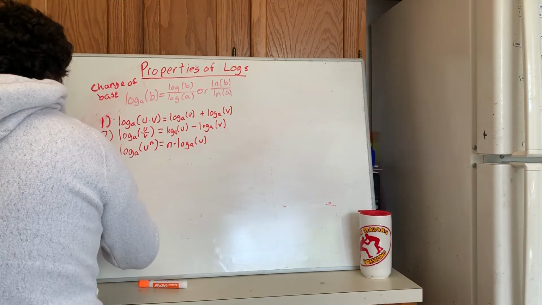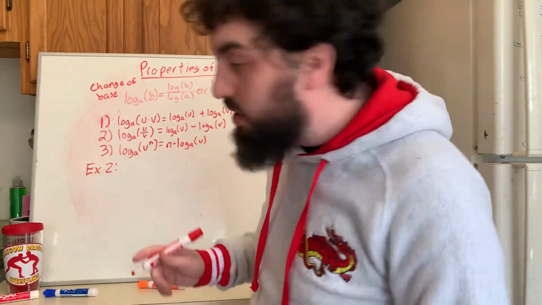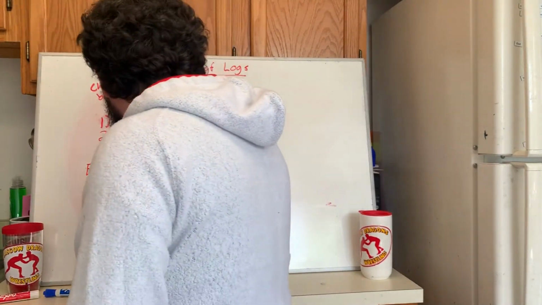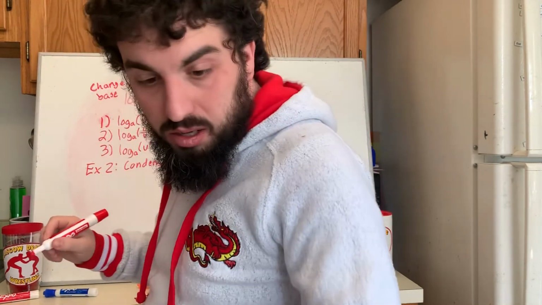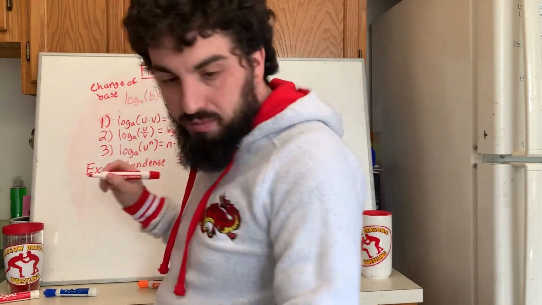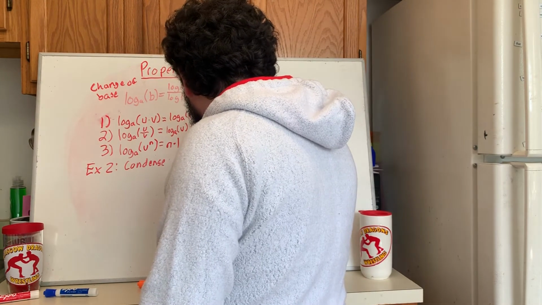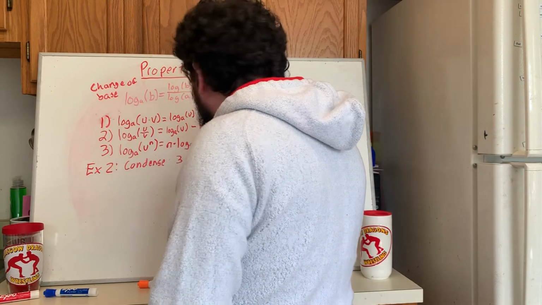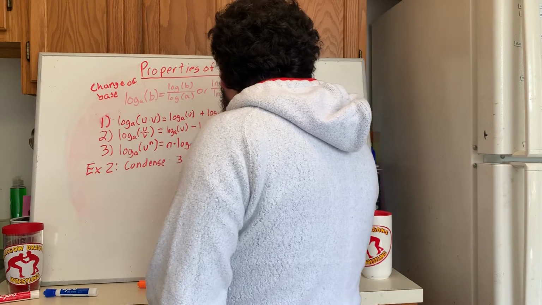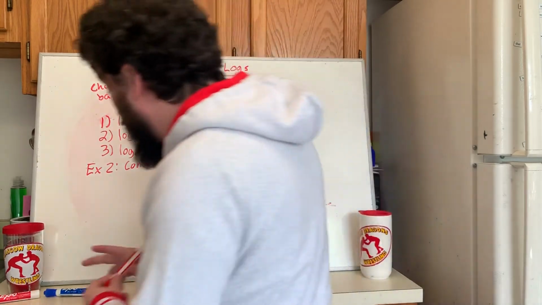So example 2 says to condense three log of x plus 4 log of the quantity x minus 1. So I do want to bring up something very important with that first part there.